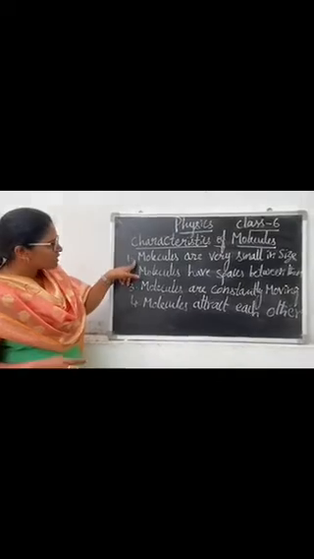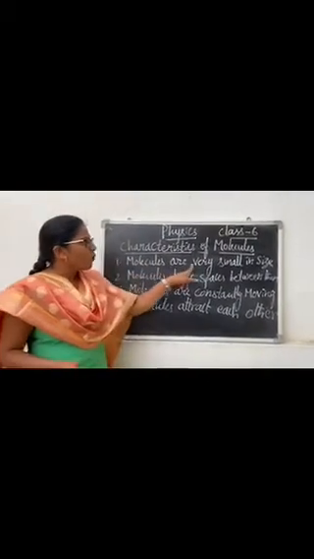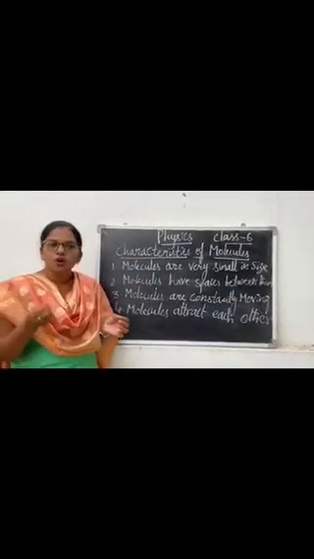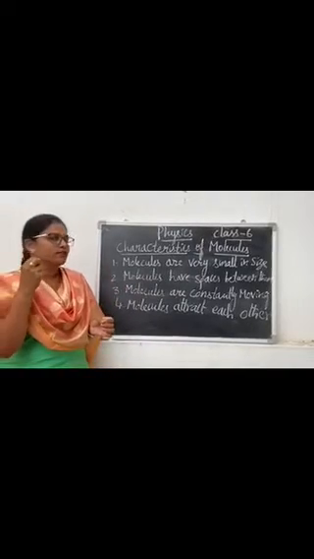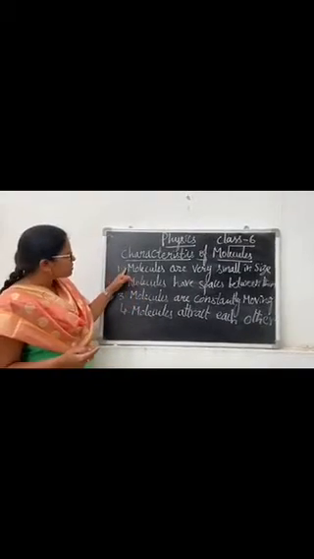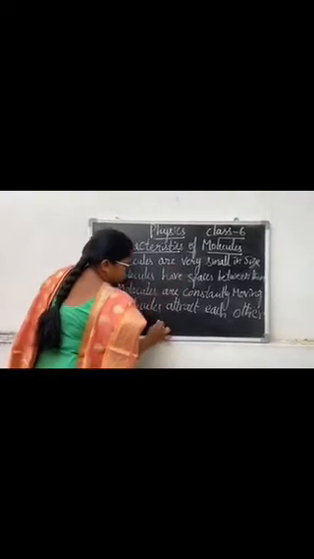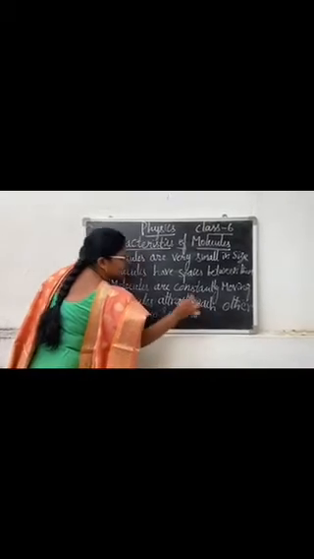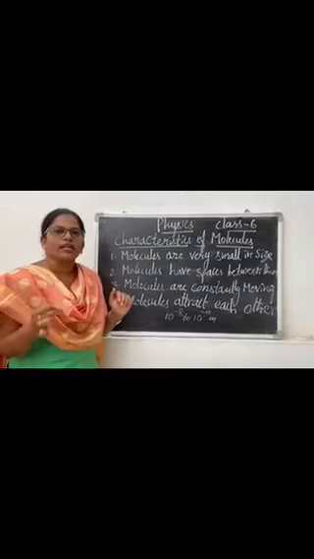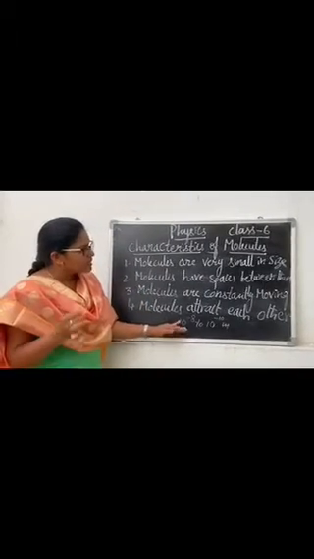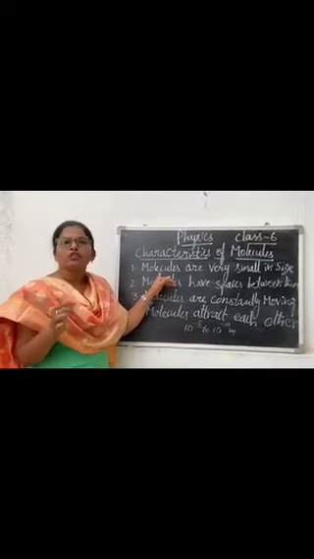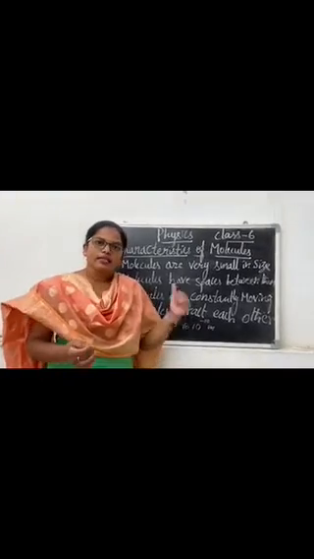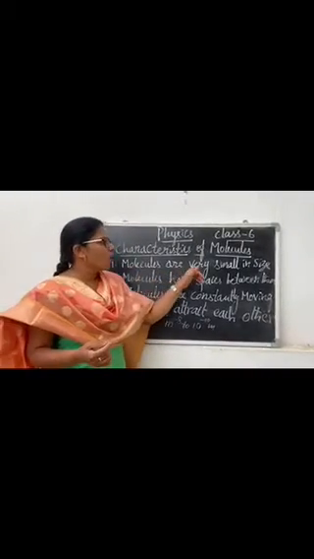Let us learn about the first characteristic of molecules. Molecules are very small in size. Yes, really, the molecules are very small in size. It is very difficult for us to see them with the naked eye. The size of a molecule is 10 to the power of minus 8 to 10 to the power of minus 10 meter. That is very difficult to see with our naked eyes. We can see this type of molecule only by using a microscope.